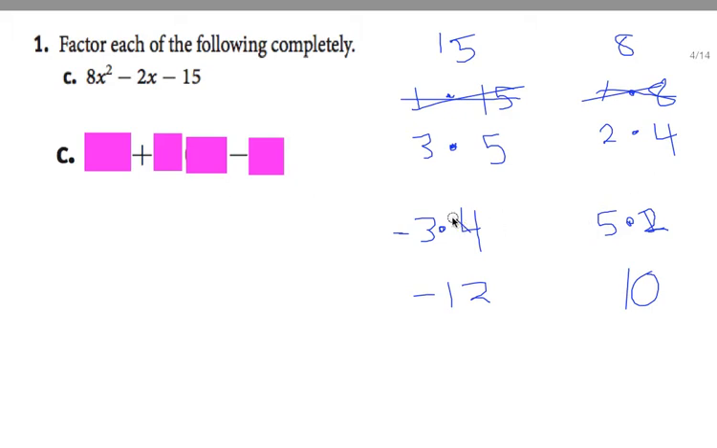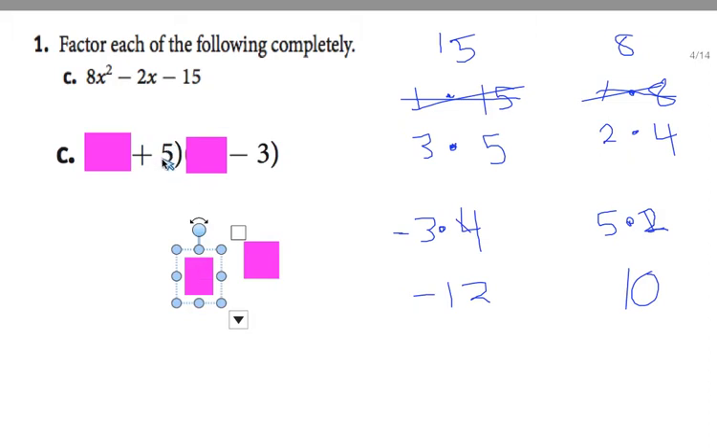So that's how we're figuring out our factors. So 5 has to be multiplied by 2, and 3 has to be multiplied by 4. Okay? So in your factors, your 3 is going to be negative, so we're going to have the -3 here, which means our 5 is positive, so we're going to put our 5 here.